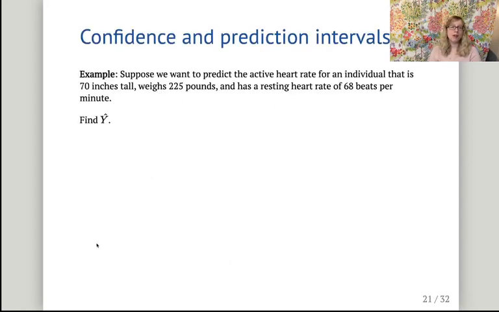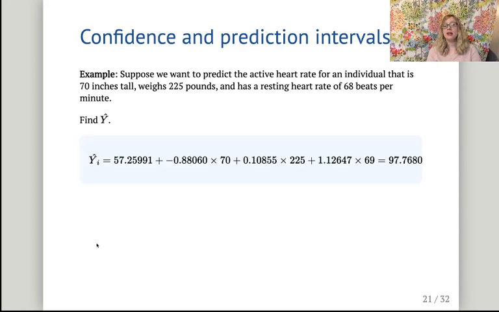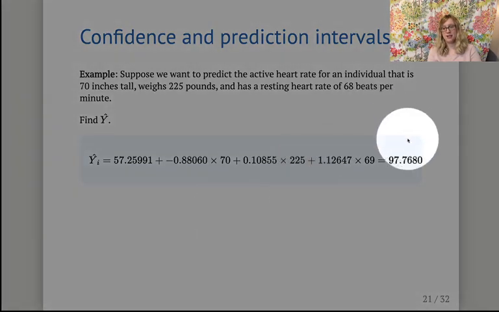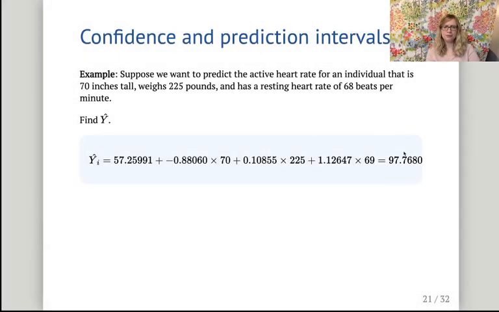Now, let's say that we want to make predictions with this. We have a new individual that is 70 inches tall, weighs 225 pounds, and has a resting heart rate of 68 beats per minute. Certainly, we could plug things directly into the model and make a prediction. So here my prediction is 97.77 roughly. But as with most other things we've learned this semester, there is an easier way.